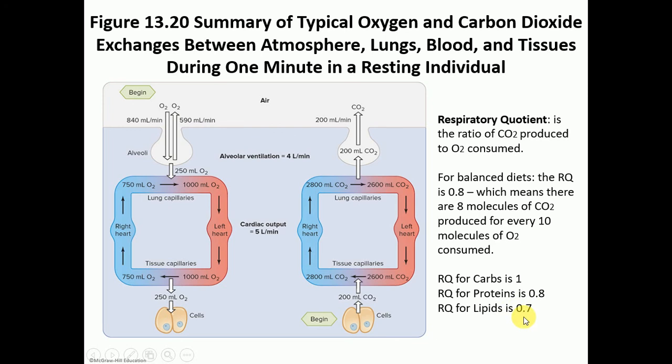In a balanced diet, so somebody is taking in balanced amounts of carbs, proteins, and lipids, that RQ ratio is 0.8, which again means for every 10 molecules of oxygen being consumed, the body is producing, in the cells, 8 molecules of carbon dioxide.